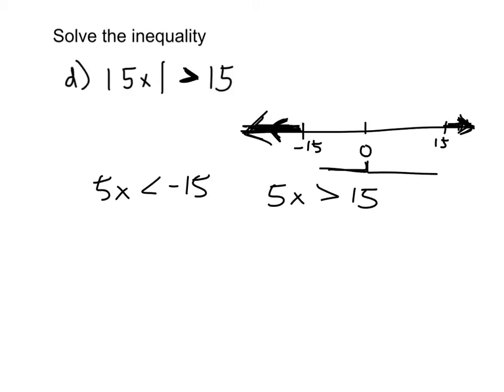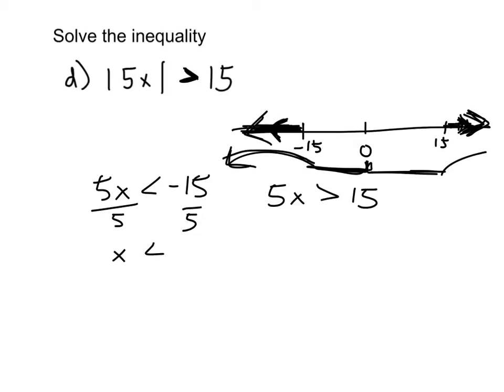Because the distance that we're traveling from 0 must be more than 15, which means that 5x must be less than negative 15, okay? The distance must be more than 15, which means that 5x must be more than 15. Alright, so let's go ahead and solve for x. Divide both sides by 5. x is less than negative 3. Divide by 5 here. x is greater than 3.